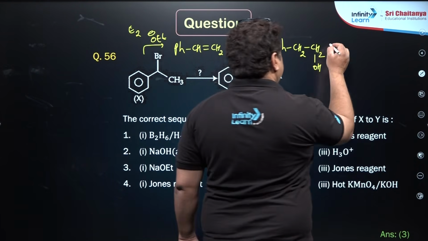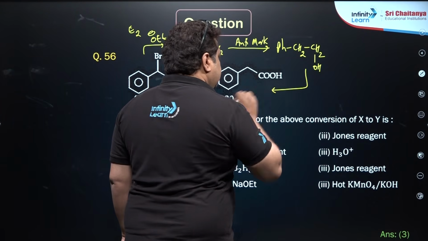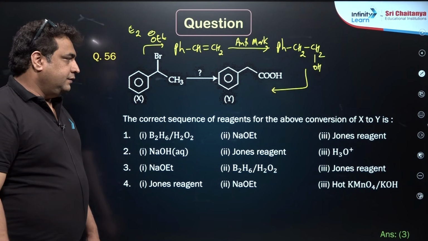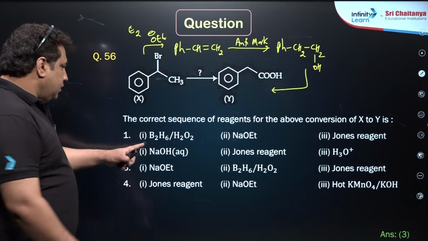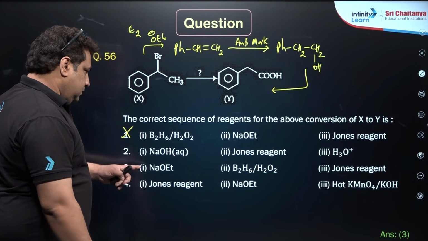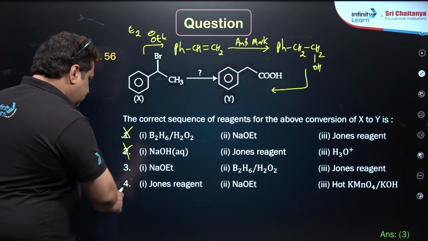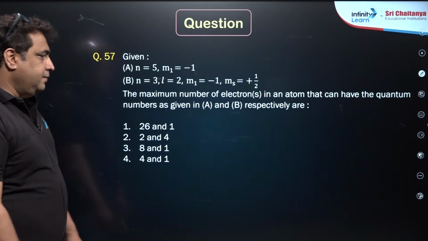Then Jones reagent. On Jones reagent, the corresponding primary alcohol will become carboxylic acid. Okay. First you cannot do addition. Jones second you cannot do here. Jones first no use. Hence answer is option 3.